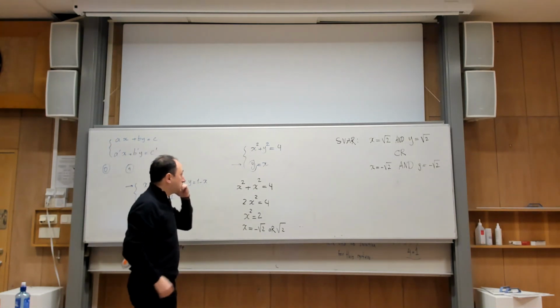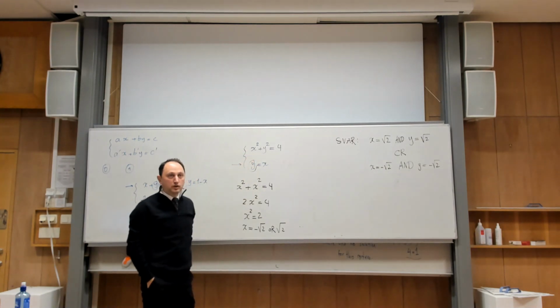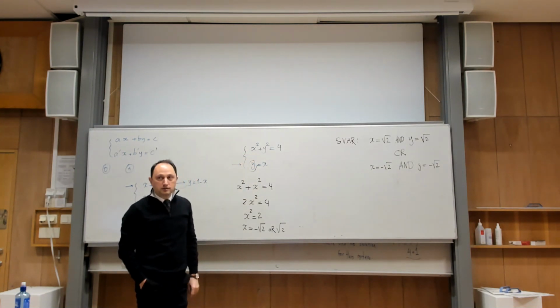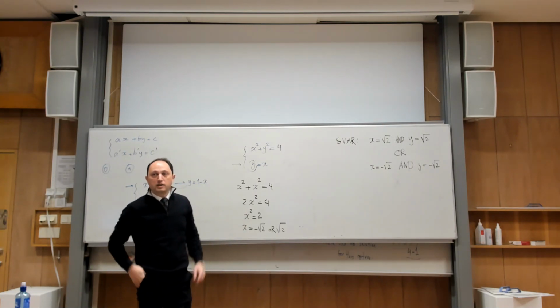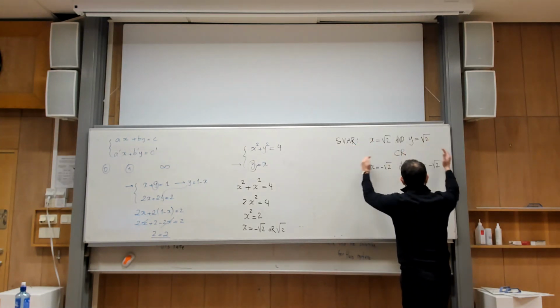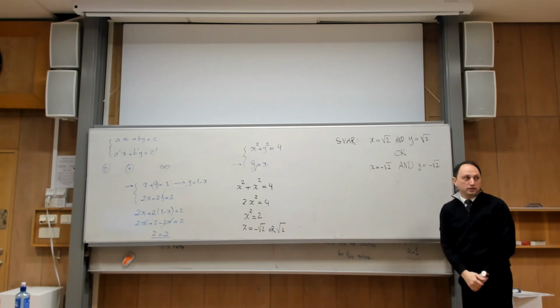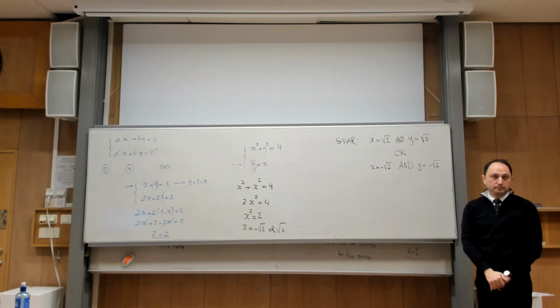Now if I ask you, how many solutions are there for this system? What is your answer? How many solutions are there? Two solutions. One solution is this pair or this pair. And one solution, the second solution. Is that clear? Yes or no? Yes. Okay.